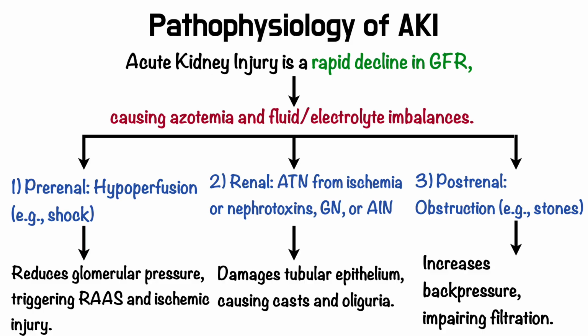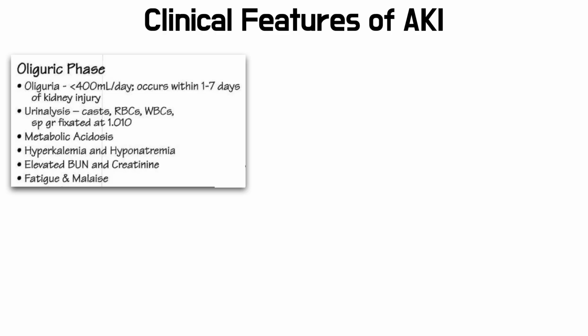So what will happen after this? Clinical features will develop. These clinical features are divided into three different phases. The first one is the oliguric phase. You have to remember this very well. Oliguria is less than 400 ml of urine per day, and that occurs within 1 to 7 days of acute kidney injury. In urine analysis, you can see casts, red blood cells, white blood cells, and specific gravity fixed at 1.010, right? The metabolic dysfunctions are metabolic acidosis, hyperkalemia, hyponatremia, elevated BUN and creatinine, and also fatigue and malaise. So these are the effects in the oliguric phase.